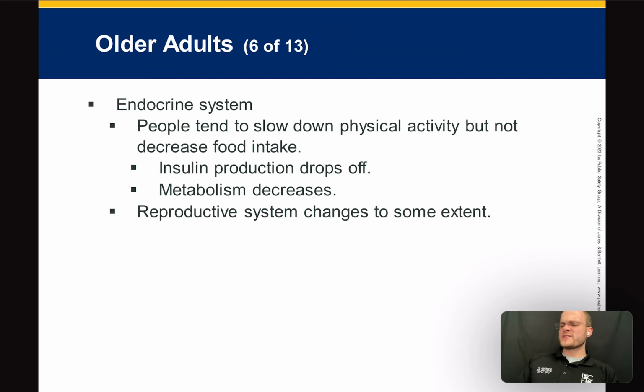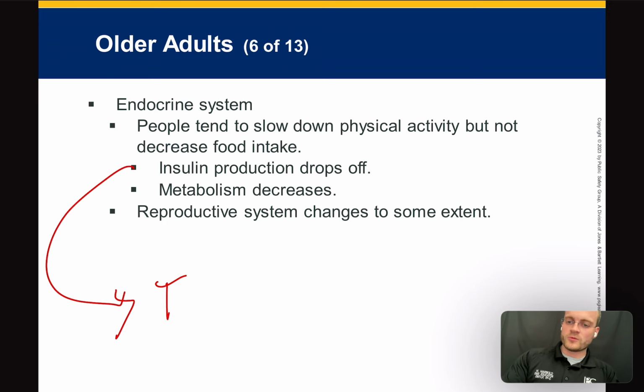The endocrine system does slow down. This is intuitive. The hormones slow down, right? People tend to slow down physical activity but not decrease food intake. So insulin: the beta cells of the pancreas will eventually kind of crap out on you, and it's from exhaustion. The literal word is the exhaustion or burnout of the beta cells of the pancreas. It's in the tail of the pancreas.